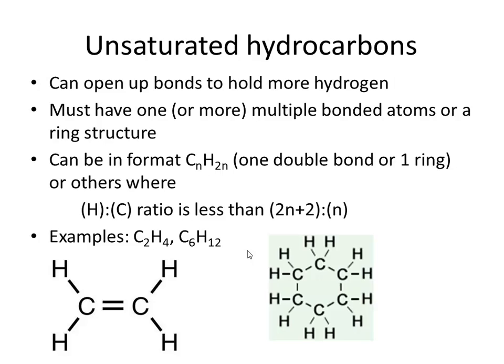Okay? So, for instance, if you have a double bond like C2H4 or C6H12, you see the carbon-to-hydrogen ratio, and this one is 2 hydrogens for every 1 carbon. So it's less than 2n plus 2 to n. Same thing if you have a ring structure. This here is all single bonds, so it's a hexane. And how they say it's in a ring, they call it cyclohexane. So cyclo meaning ring structure. All right. So these are examples of unsaturated hydrocarbons.